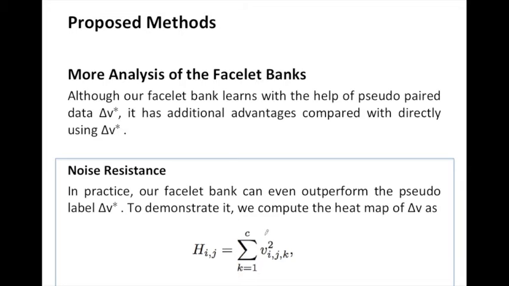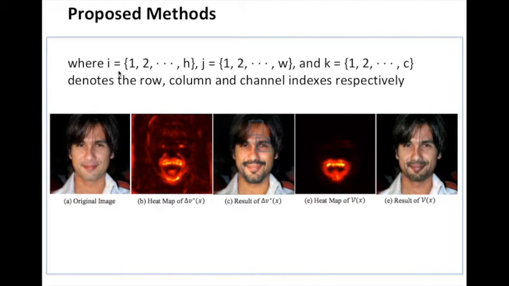To demonstrate it, we compute the heat map of delta V by using the following formula, where i is from 1 until H, j is from 1 until W, and k is from 1 until C, denoting the row, column, and channel index respectively.